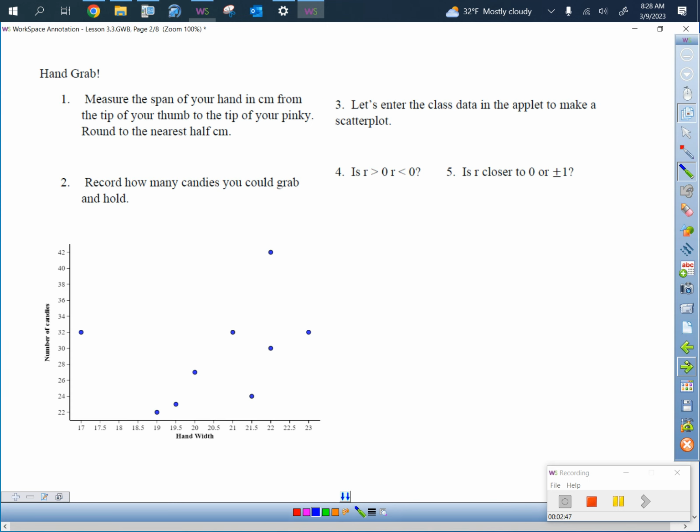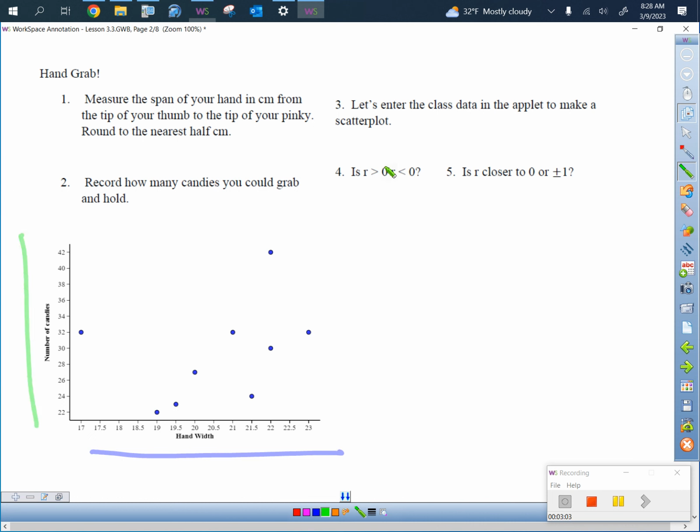So boom, here we go. This was the candy grab. I kind of rearranged the activities. We did the candy grab last time, and this was our data from it, so I really don't care about doing that again. Let's just answer these questions. This was how wide someone's hand was. This is how many candies we grabbed.